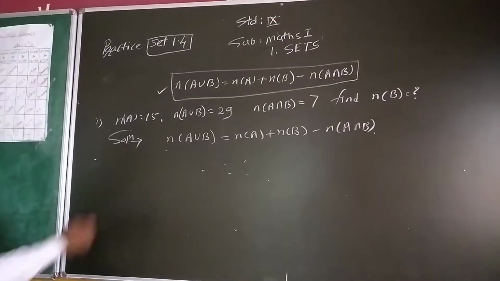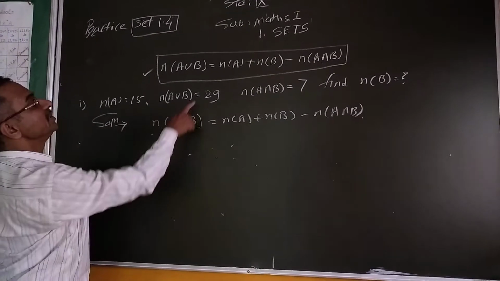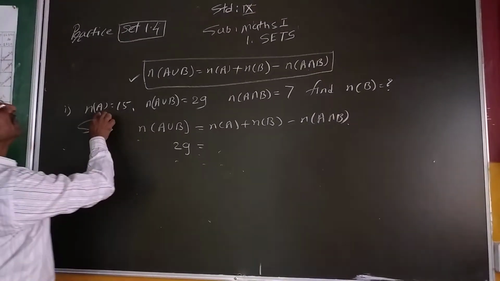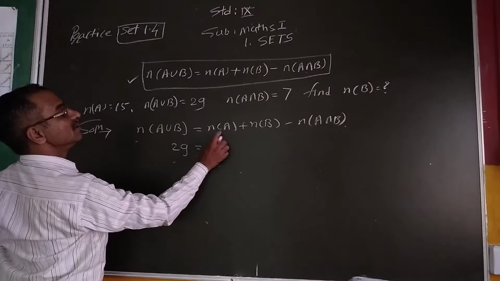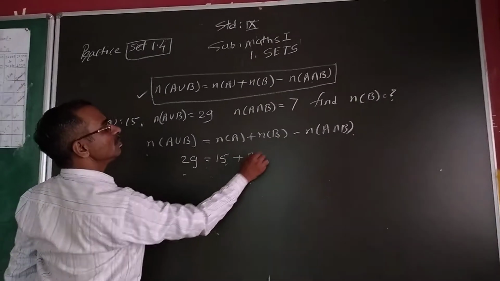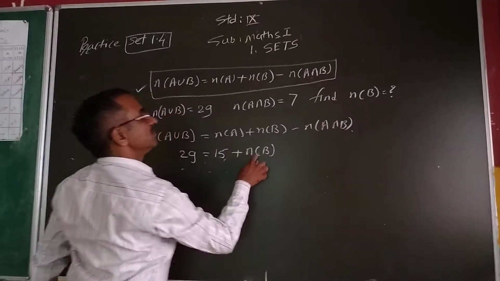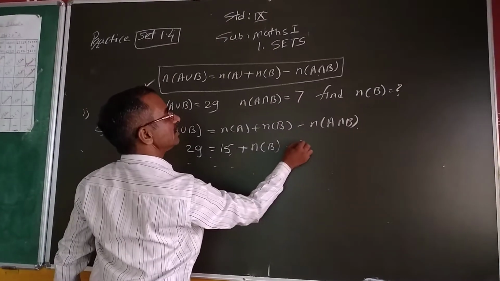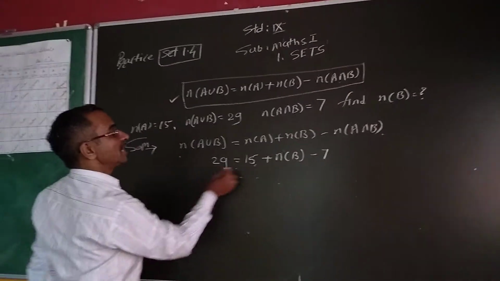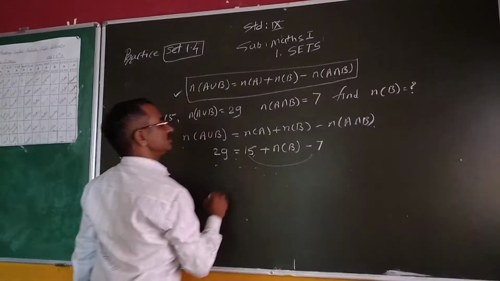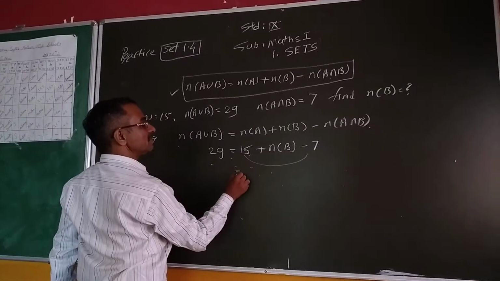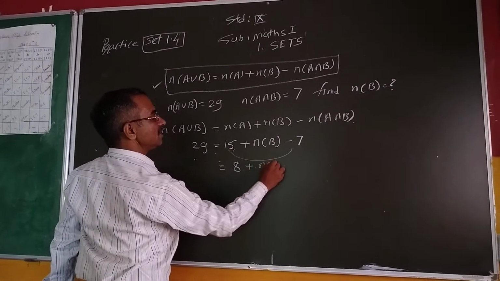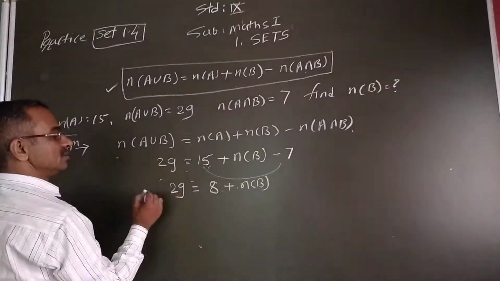Then by putting the values: n(A union B), what is the value? 29. Then n(A), number of elements of A, what is the value of n(A)? We are putting this value. We don't know the value of B, we are finding it out. Minus n(A intersection B), that value is 7. Then by transferring, there is a plus and minus, so it will be a subtraction. 15 minus 7, what is that? 8 plus number of elements of B, and here is the 29.